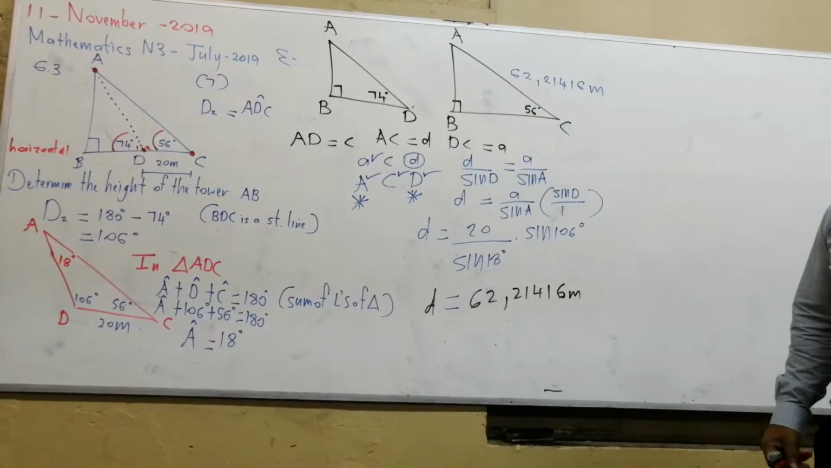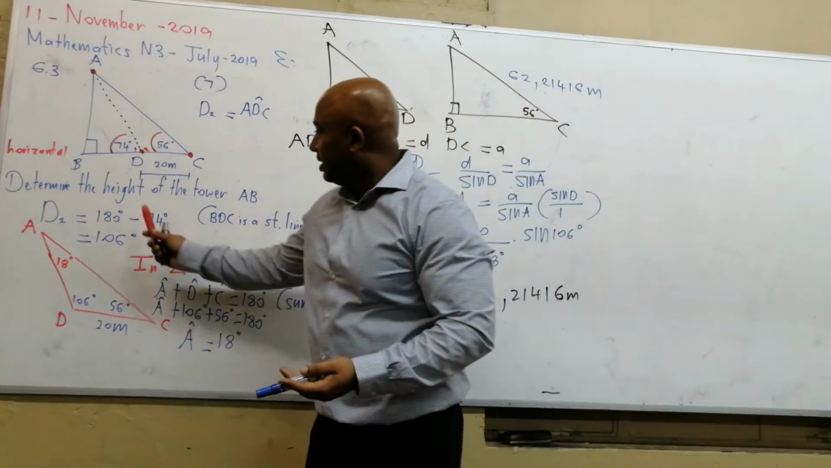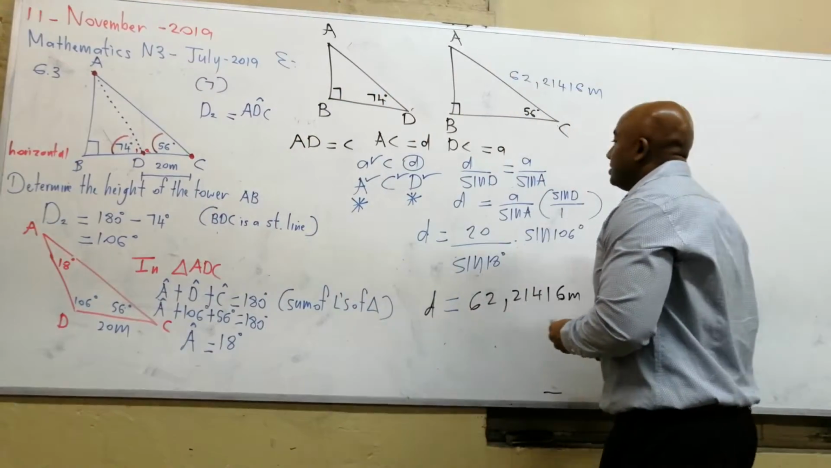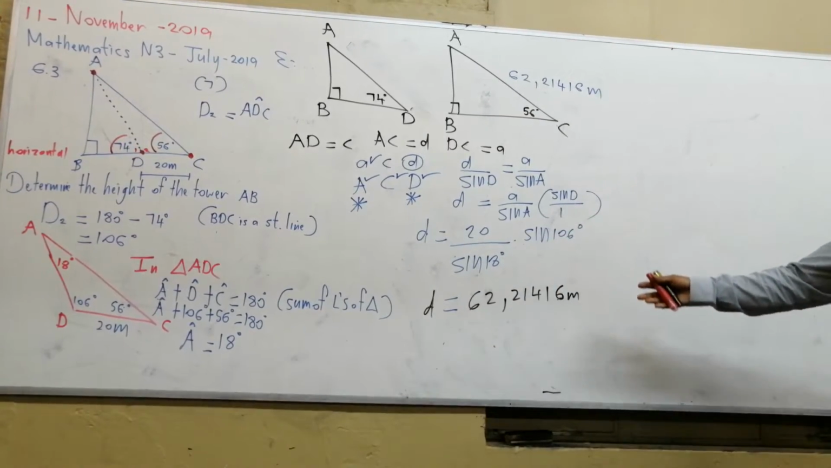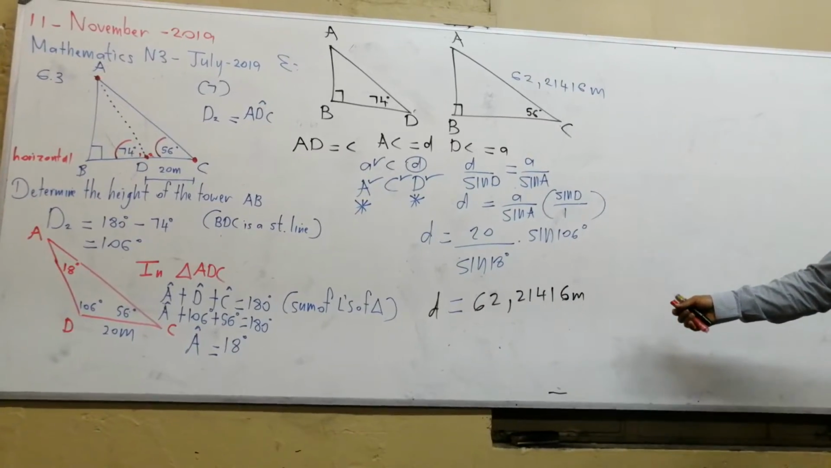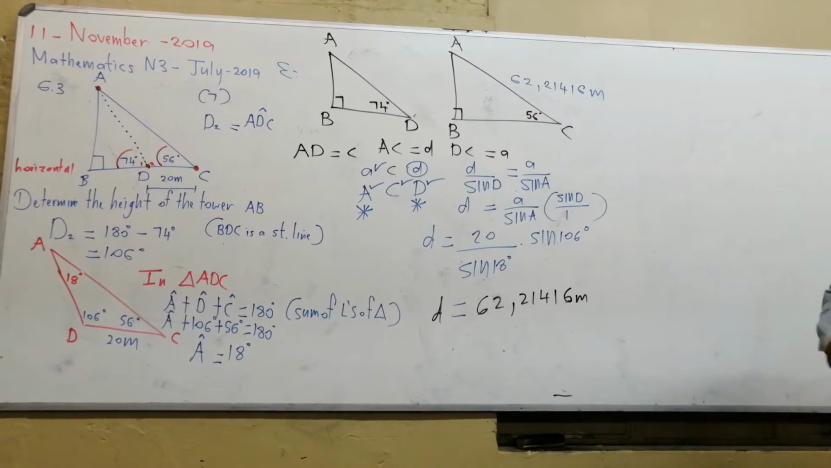We are looking for AB. The question stated, determine the height of tower AB. So now, here we are using the sine rule. Okay, here we are using the sine rule.